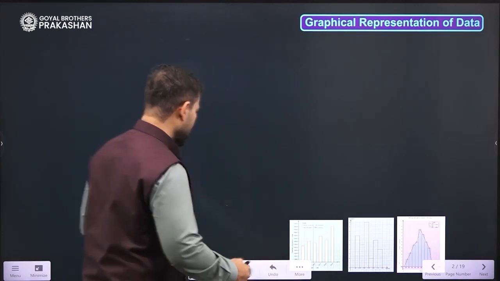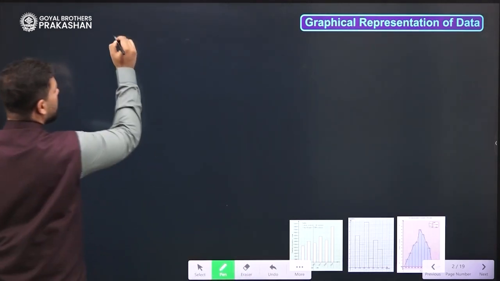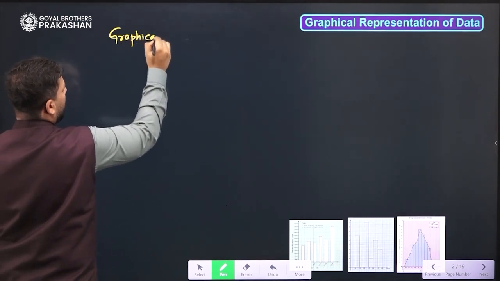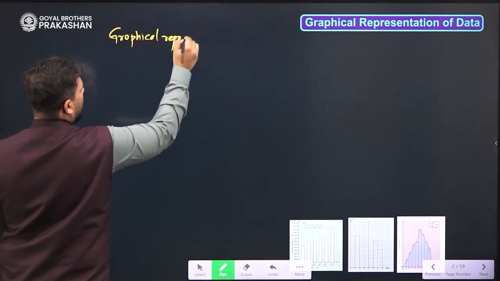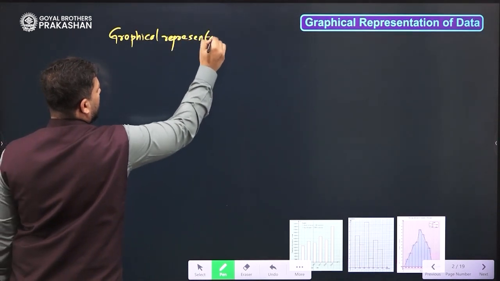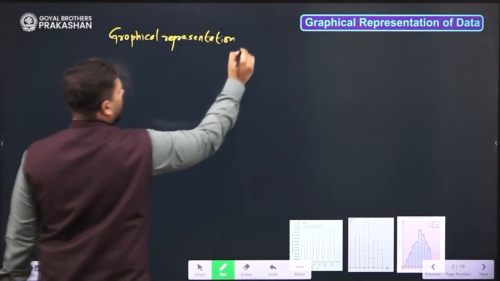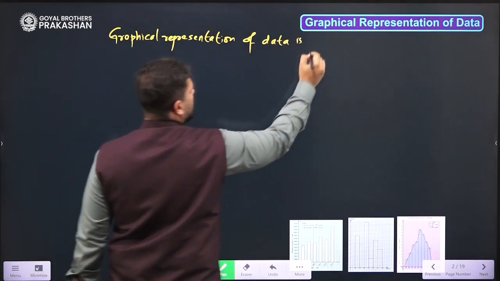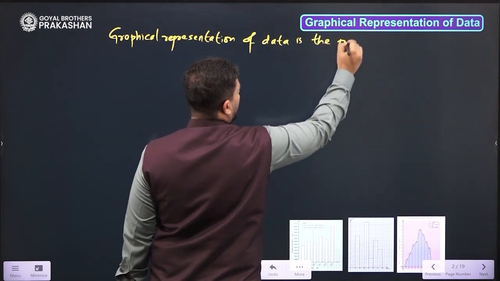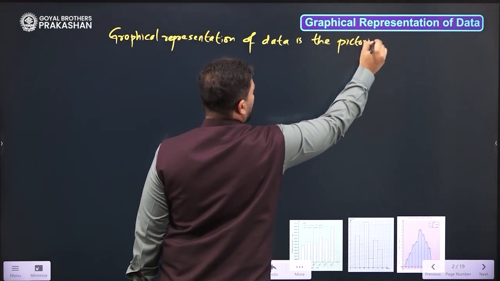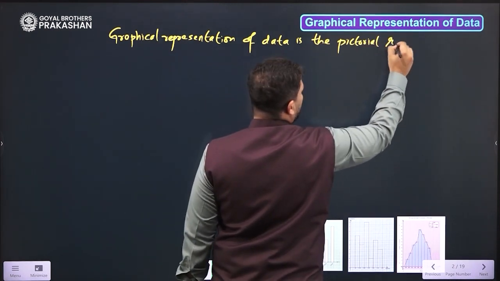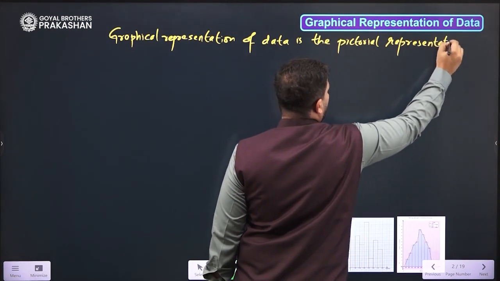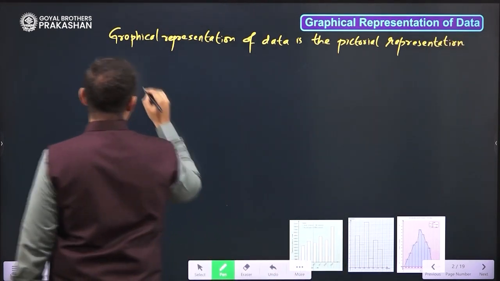Let us just write about it. What is graphical representation? Graphical representation of data is the pictorial representation of data.